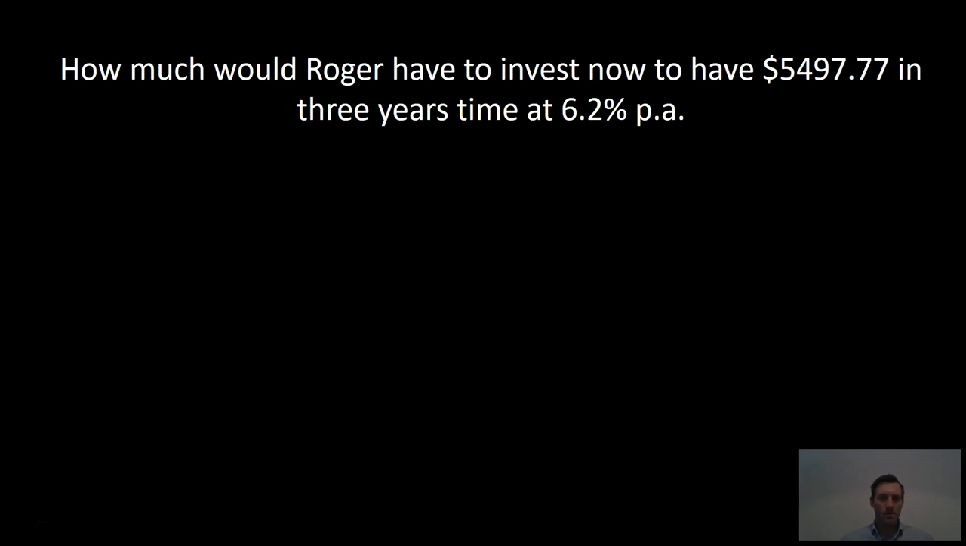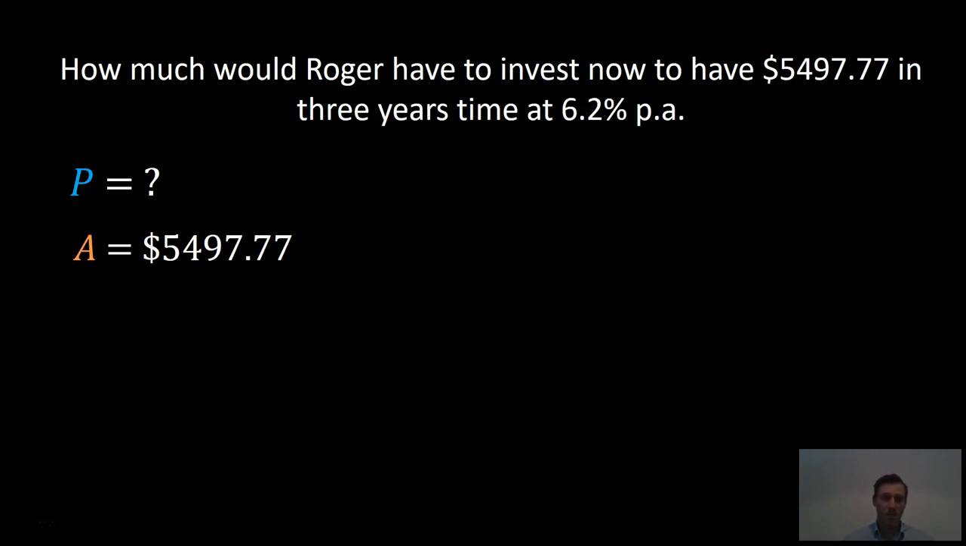Let's look at another example. How much would Roger have to invest now to have $5,497.77 in 3 years at 6.2% per annum? This time we're trying to find out what he would need to invest. So we're trying to find out what P, or principal, is. We know he's trying to have a final value of $5,497.77.